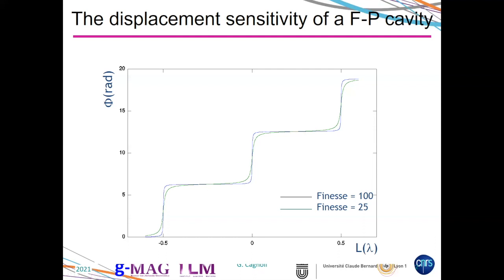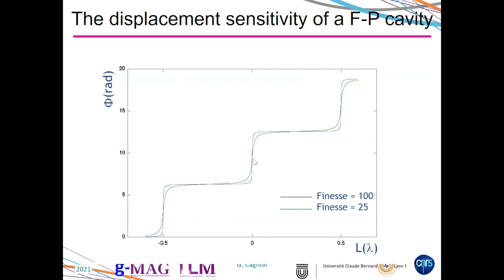Because every time that we, for example, displace the end mirror by 1 millimeter, the light has to travel 2 millimeters. So in fact, the relation between the phase and the length is simply 2kL, where k is the wave number of the light and L is the distance of the mirror at the end.